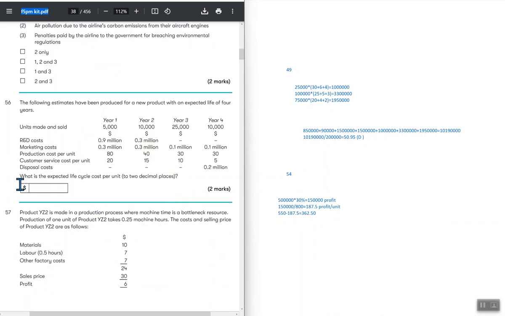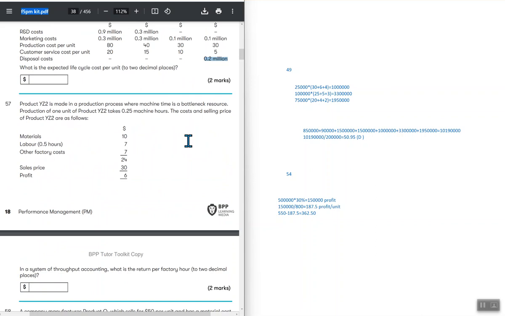Next, what is the life cycle costing? Remember, it's the same as the previous one. The only difference is just minus this disposal cost. Don't include this in cost, because this is the equipment that we are selling, and it is the money that we are going to receive. So minus this, otherwise it is very similar to the previous one.